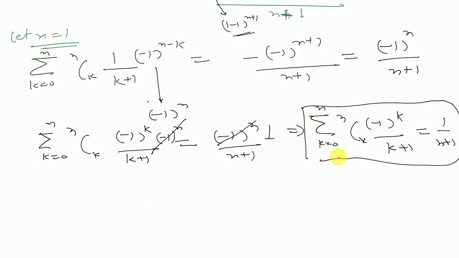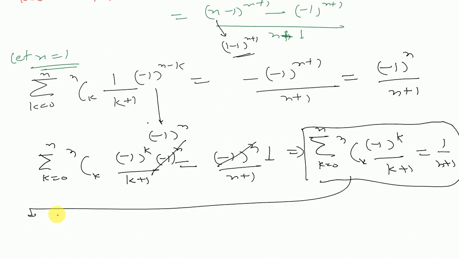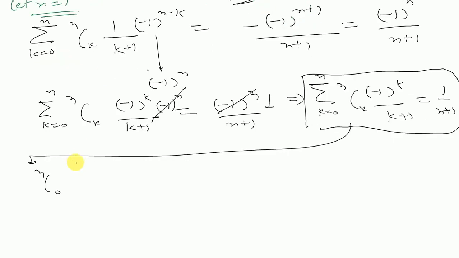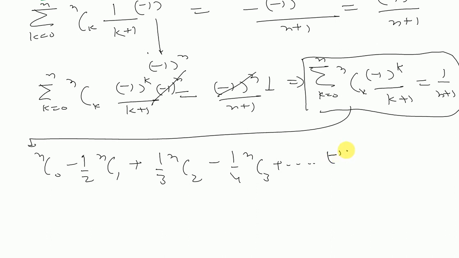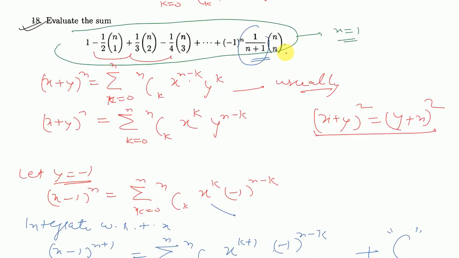You can check by substituting values of k here. If k is equal to 0, you will have nC0, then k equal to 1, you will have minus half nC1, plus k equal to 2, it will be 1 by 3 nC2, minus 1 by 4 nC3, plus dot dot dot, going up to minus 1 raised to the power n upon n plus 1 nCn, that will equal 1 upon n plus 1. You can compare this with your question. So your final answer is 1 upon n plus 1, which is the correct answer of this sum.